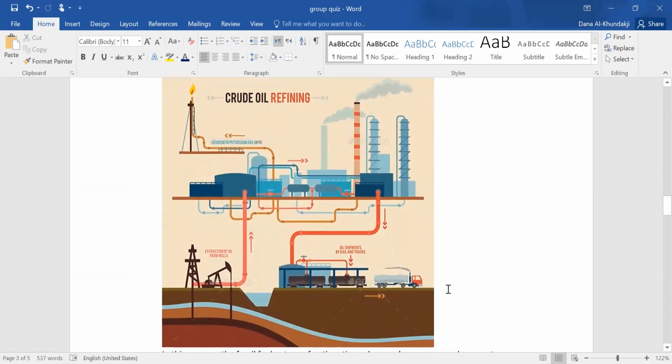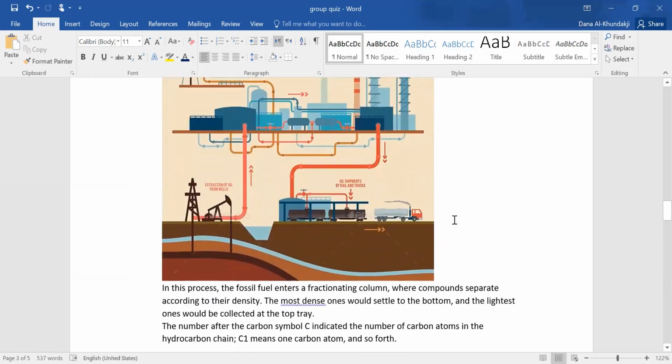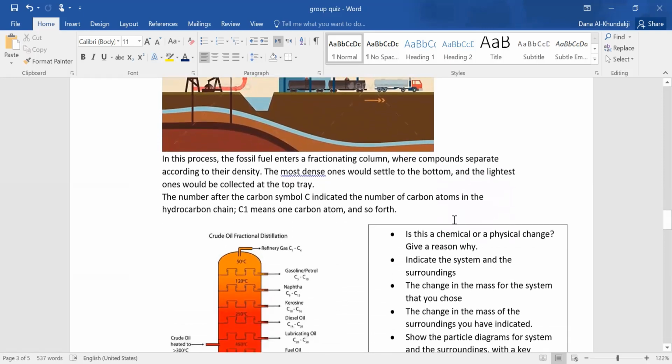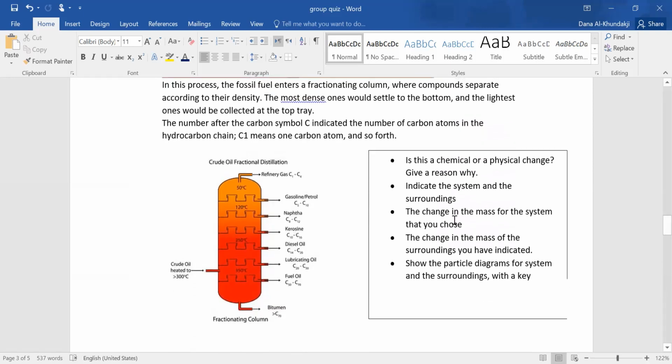Now, the second step is crude oil refining. After they're extracted, they enter the oil refinery. In this process, the fossil fuel enters a fractionating column where compounds separate according to their density. The most dense ones settle to the bottom, and the lightest ones are collected at the top tray, as we see over here. The number after the carbon symbol indicates the number of carbon atoms in the hydrocarbon. So C1 means one carbon atom, and so forth.